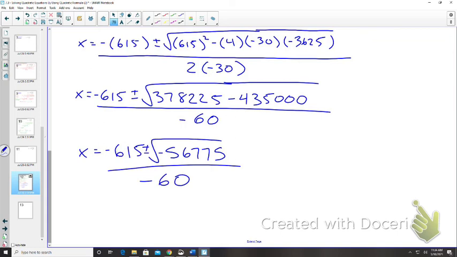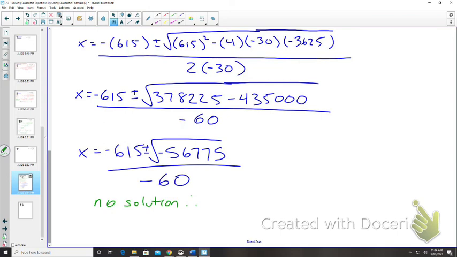Okay? So anytime that you get a negative number underneath your square root, it means no solution, or it could mean that you have made a mistake maybe. You guys don't make mistakes. Okay? So, no solution. Therefore, no x-intercepts.